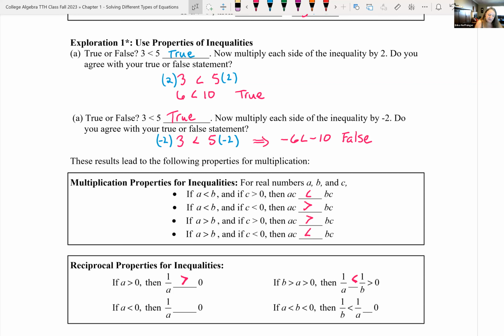And they switch the things to the other side. So if I have a smaller number and I divide by it, then it's going to be larger. So B is bigger than A, so 1 over A is going to be greater than, in this case, 1 over B.